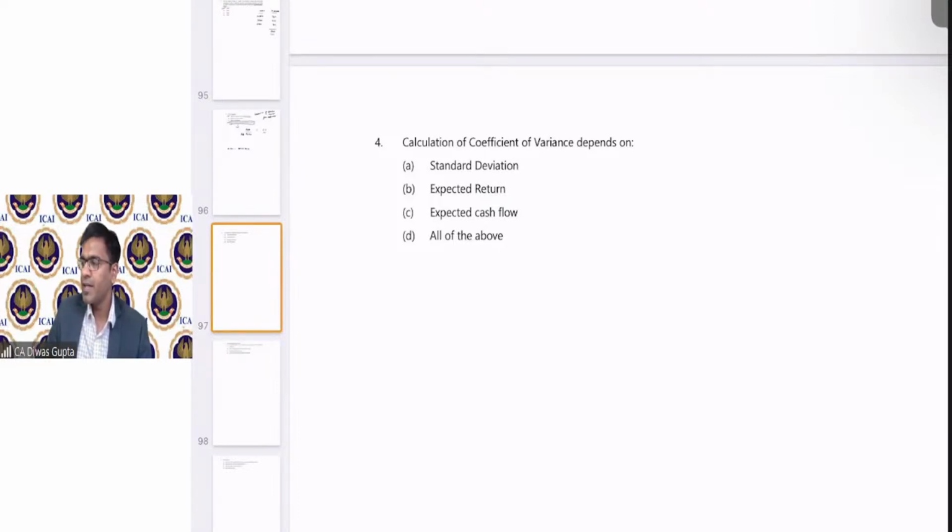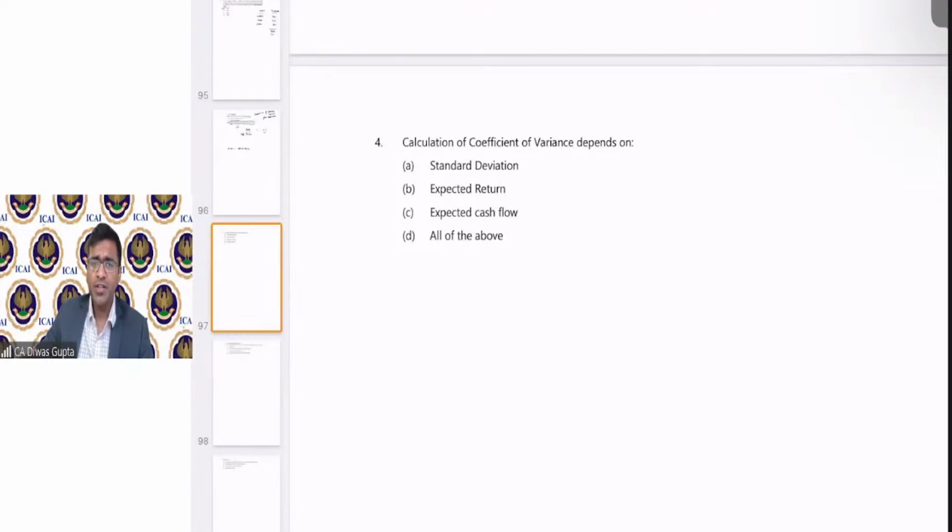Please express your answers. Yes, Guram is saying D, which is all of the above. Rest all also please post your answers, students. So the coefficient of variation depends on standard deviation A, expected return B, expected cash flow C, or all of the above. Yes, I've got a lot of answers now. Shailesh is saying D, Rahul is saying D, Robin is saying D, Uday is saying okay.